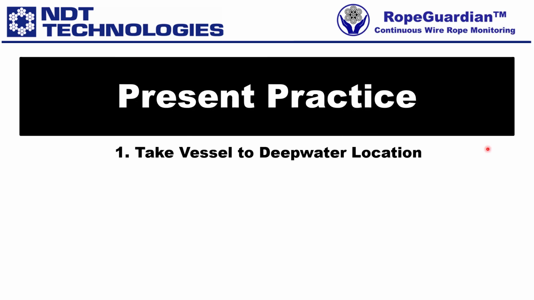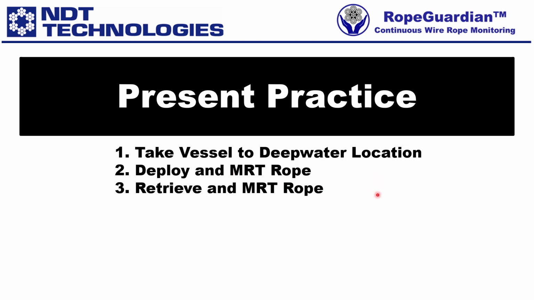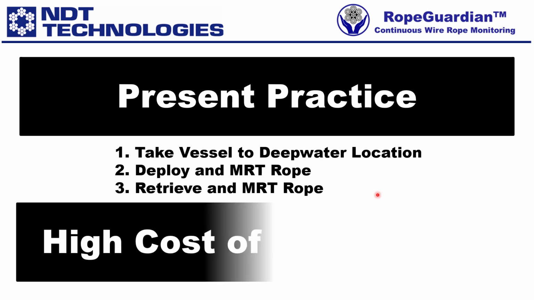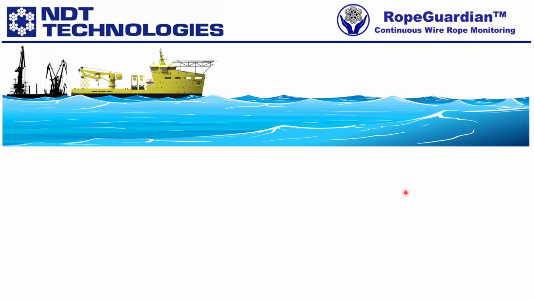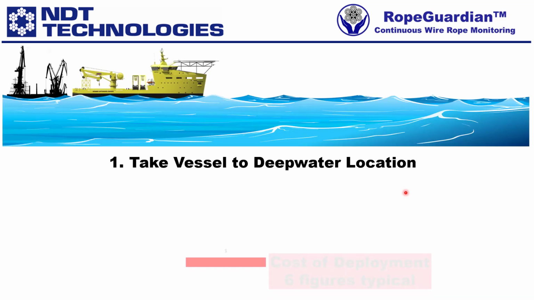The present practice is to take the vessel to a deep water location, deploy and perform an MRT inspection of the rope, retrieve and do an MRT inspection of the rope. This represents a high cost of deployment. Here is a typical offshore inspection.